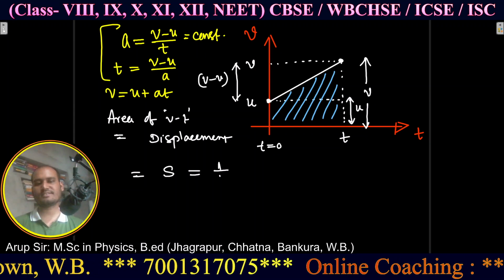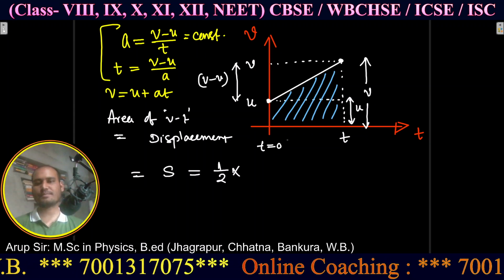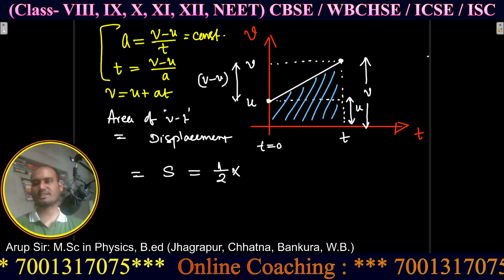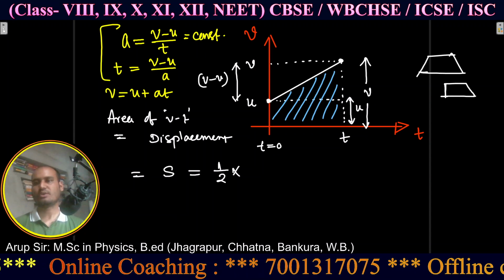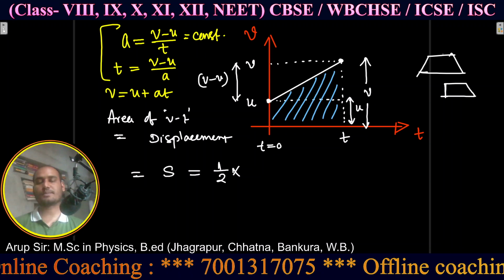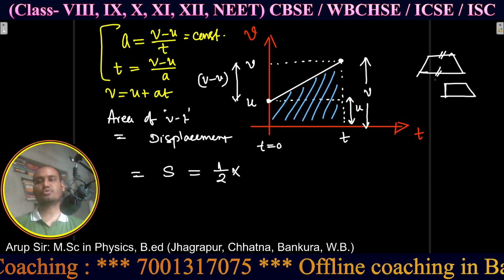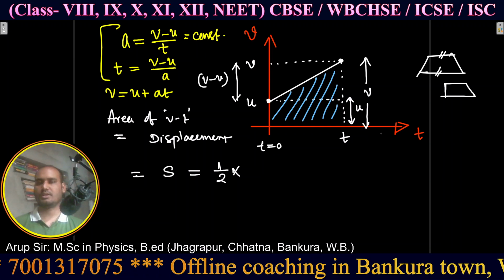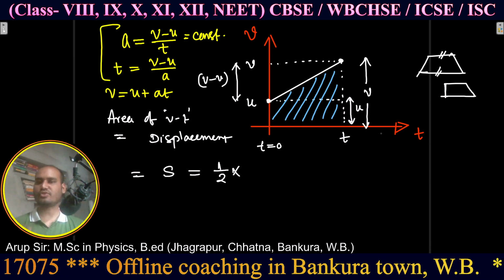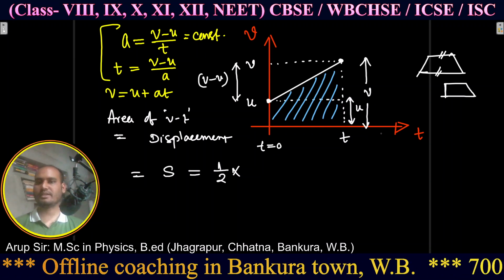So the area is half into... this shape is known as a trapezium, this kind of trapezium. What is the property of a trapezium? Any two opposite sides are parallel. Any two opposite sides of a quadrilateral are parallel.